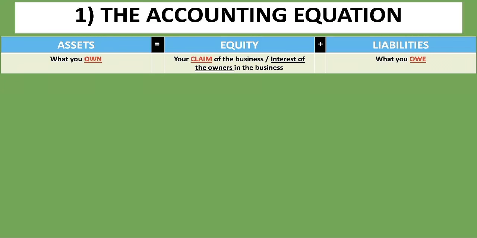So pay careful attention to what I have highlighted in red and you will be able to know this. Assets is what the company owns. Equity is the claim of the business, or the interest of the owners in the business, and liabilities is what you owe as a business.